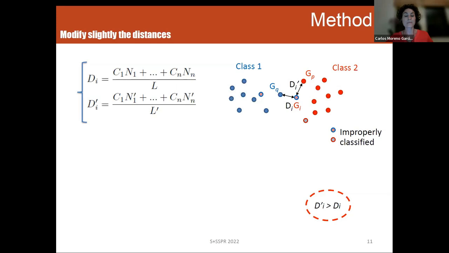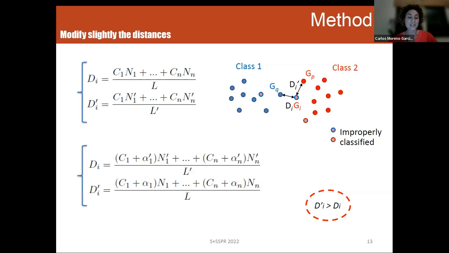So if we write these distances as the sum of each operation that has been done multiplied by its corresponding cost, and we normalize by the number of nodes of both graphs, what we do is exchange these distances, and then we introduce a small modification in the costs to make each one exchange its value with the other. In this process, we don't change the operations that we have done in the transformation between the graphs. I mean, if we did a number of substitutions or a number of deletions, we don't change these operations. What we modify is only the costs.